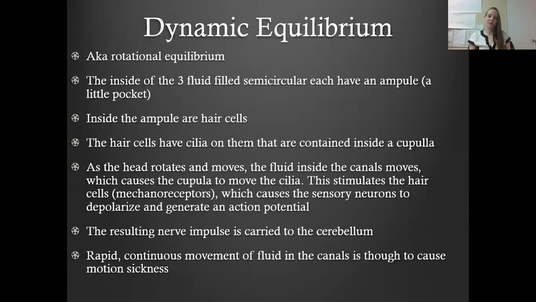And then dynamic equilibrium, which is the rotational equilibrium, is determined by your semicircular canals. So you have 3 semicircular canals. Each one has an ampulla, or a little pocket or bulge at the base of it. And inside that ampulla are hair cells. The hair cells have little cilia on them again, and they are contained inside a cupula, which is like a little helmet that goes over top of the hair cells. And what happens is when your head rotates either on your body or with your body, that is going to cause fluid to roll through these semicircular canals.